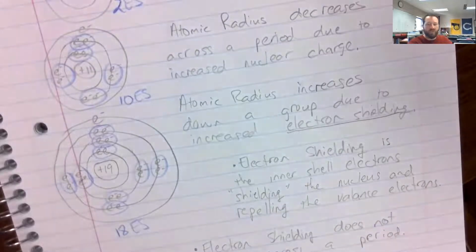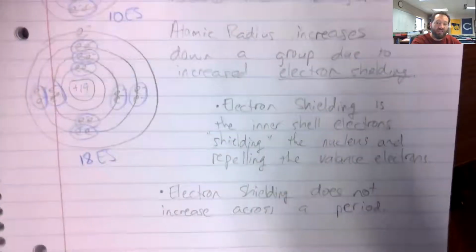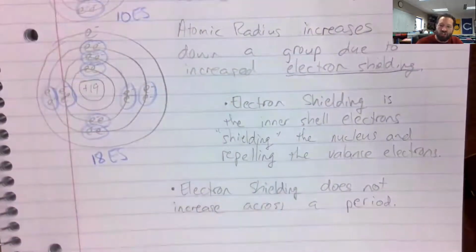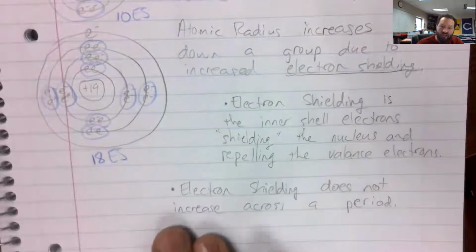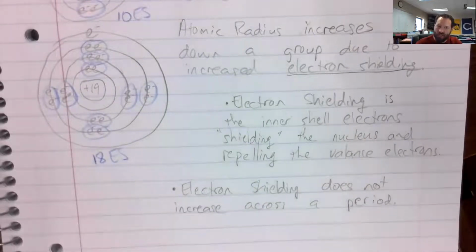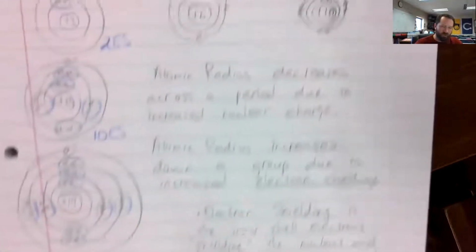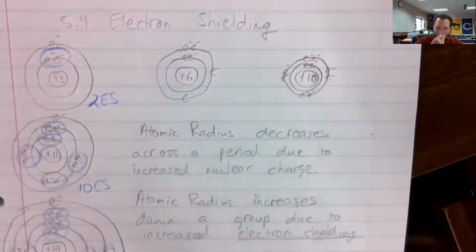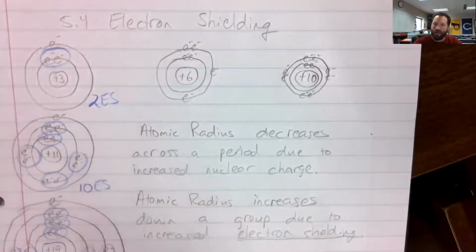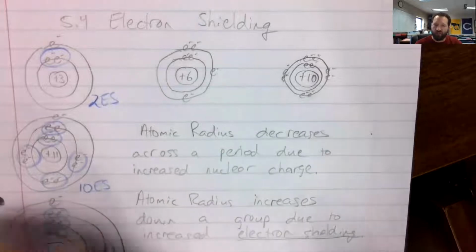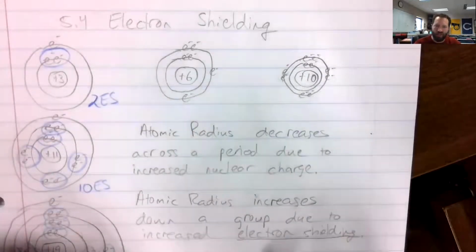The reason why we did not see this trend yesterday is because electron shielding does not increase across a period. It doesn't get any larger. As long as you're in the same period, you're going to have the same amount of inner shell electrons. You're not adding any additional inner shell electrons. You're only adding valence electrons.